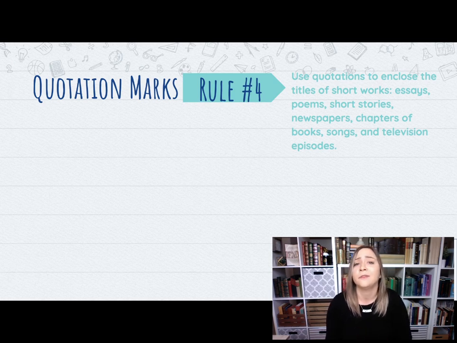So the newspaper would get underlined or italicized, while the article would get quotation marks. Or if you're quoting a specific chapter in a book, same thing, guys. You would have underline or italics for the title of the greater work, and then you would use quotations to indicate the smaller ones. So let's look at a few examples of this.